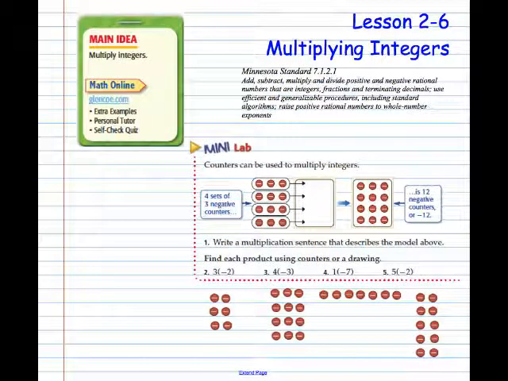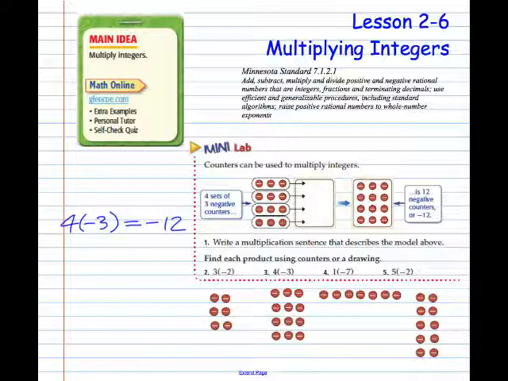This is lesson 2.6, multiplying integers. Counters can be used to multiply integers. In our first example, 4 sets of 3 negative counters is 12 negative counters, or negative 12. It asks us to write a multiplication sentence that describes this model. So we would translate the words to numbers. 4 times a negative 3 equals negative 12.